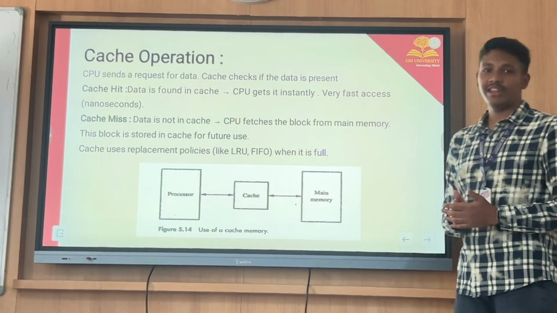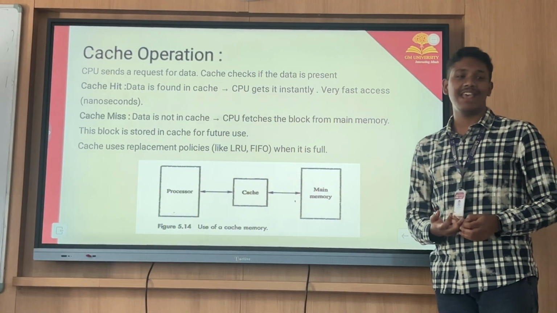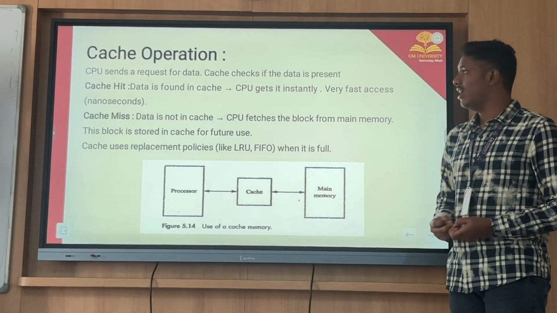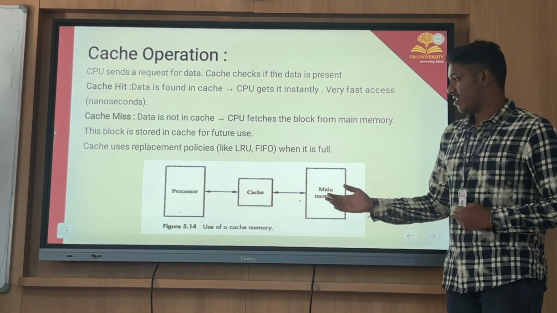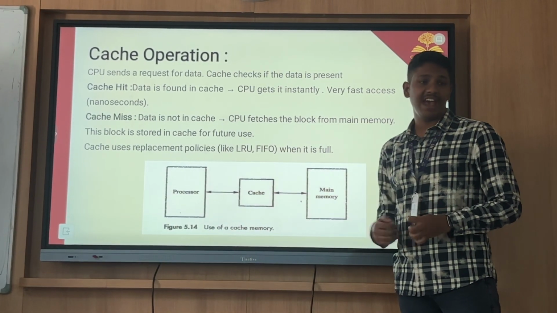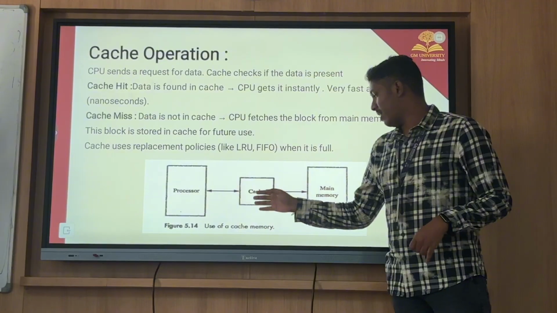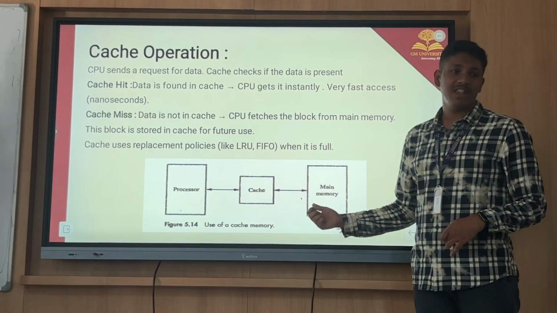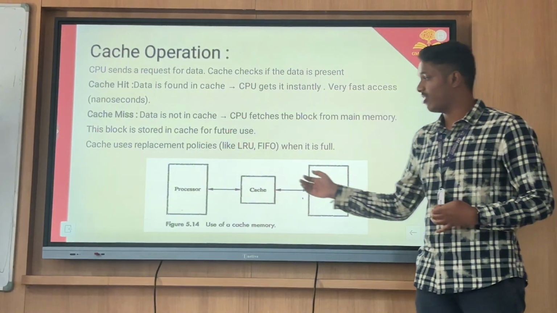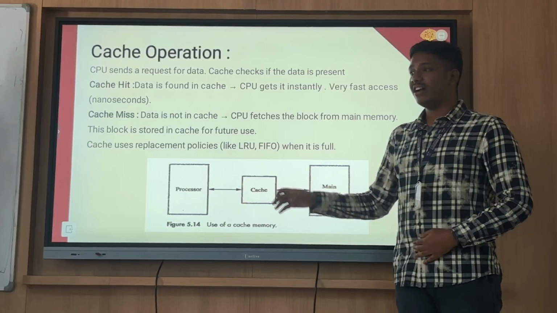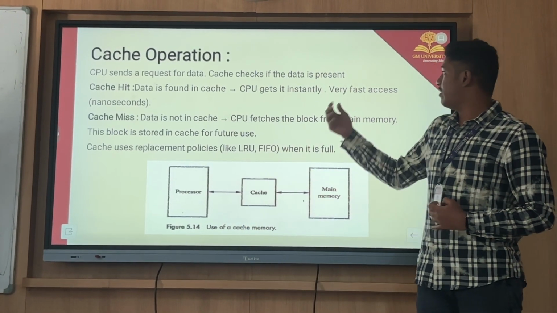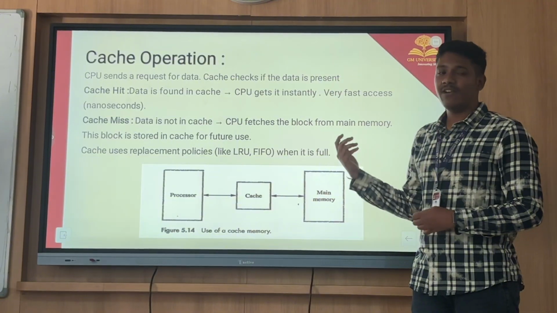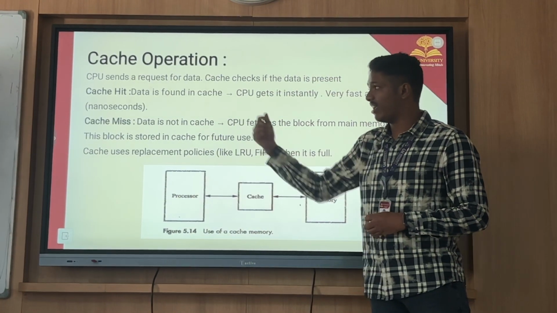In the cache operation, there are two types: first is cache hit and the other is cache miss. In a cache hit, the request goes across the multiple levels of caches, down to the main memory, which will fetch the data and process it to the CPU. If the data is found in the processor, then it is a cache hit, and the data is sent to the processor in nanoseconds.